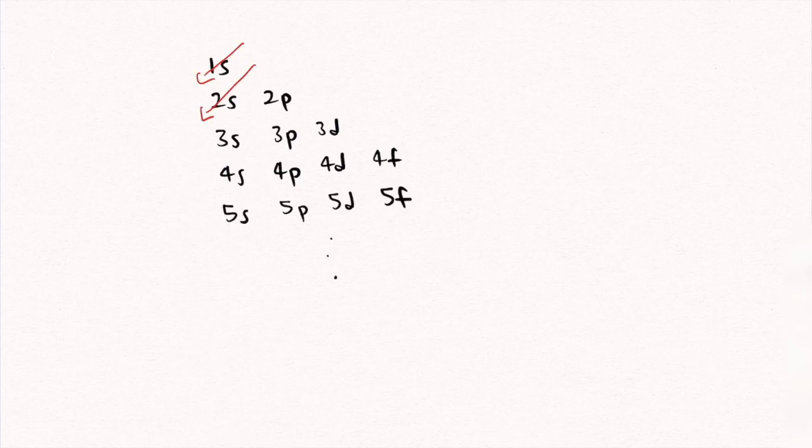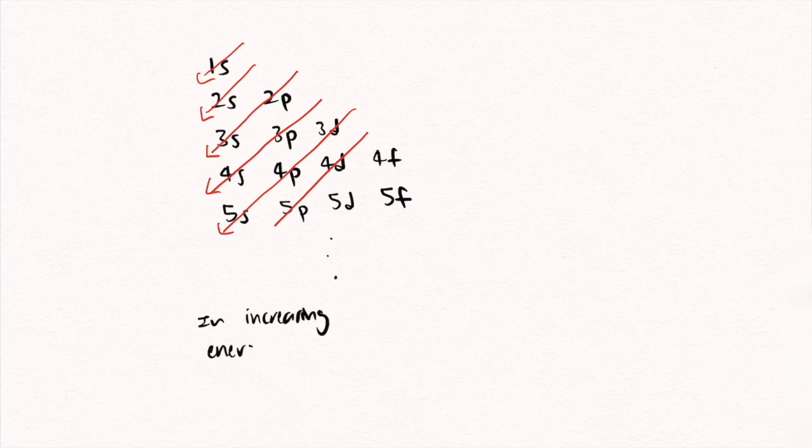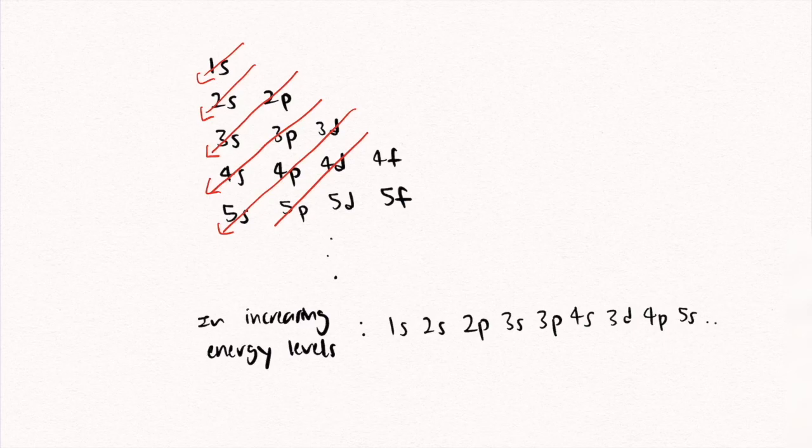Next, we will draw diagonal lines across the orbitals, starting from the 1s orbitals. The final diagram should look like this. The order of which we drew the diagonals will represent the increasing energy levels. Hence, we can easily tell that the energy level increases from 1s to 2s, 2p, 3s, 3p, 4s, 3d, 4p, 5s, and so on and so forth. Note that electrons will fill up the 4s orbital before the 3d orbital, given that the 4s orbital has a lower energy level. This is a common mistake that many students make.